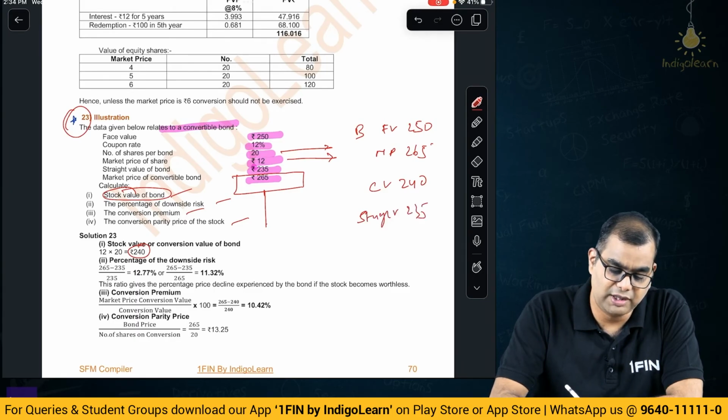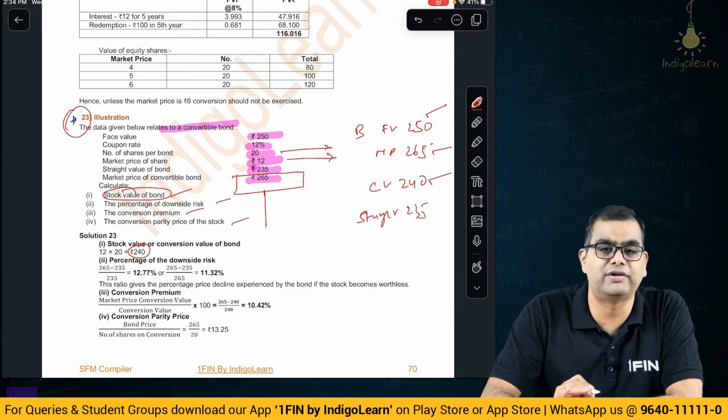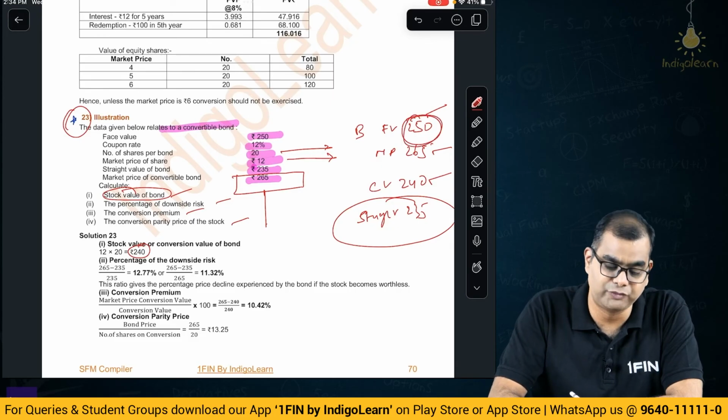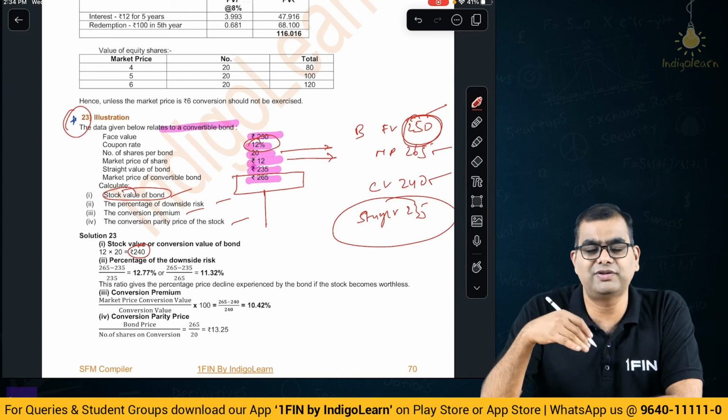Now, this is bond face value, we understood, it is very clear. Bond market price is stated in the market, very clear. Bond conversion value 240 is also clear. Now, what is the straight value of 235? What this means is, the bond's face value is 250 for a coupon rate of 12%. So, if market rates are higher or lower, this particular bond, assuming that the issue price is the same as the face value, the bond's price will fluctuate.